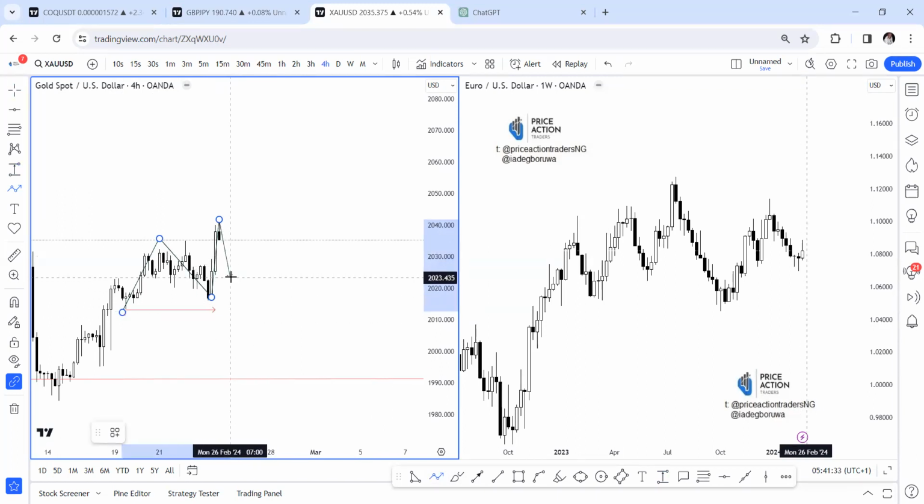So this is what we are likely going to see by the week ahead. We have an SNR here, a fresh SNR.